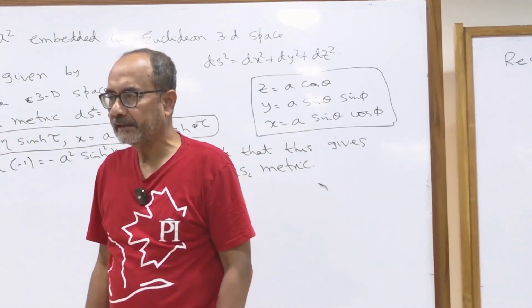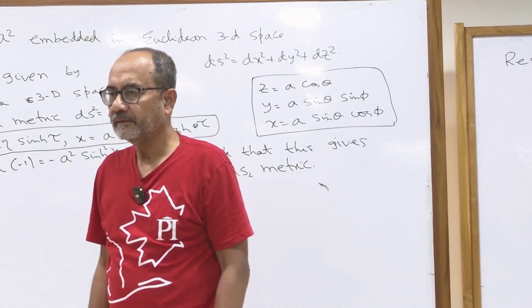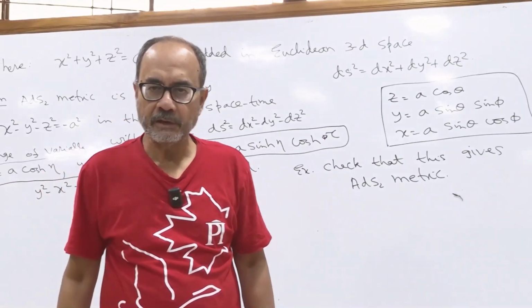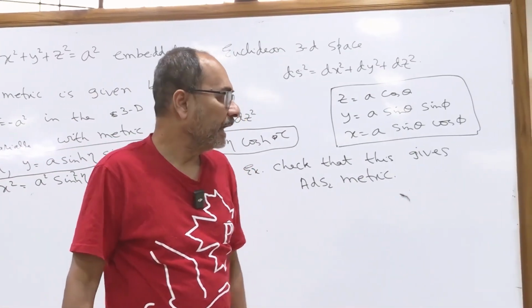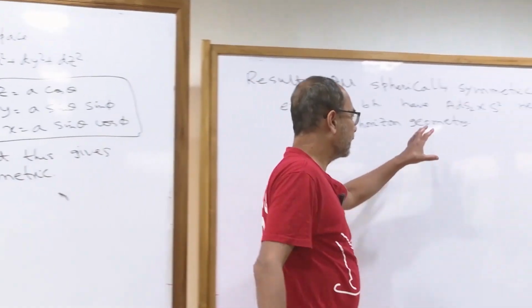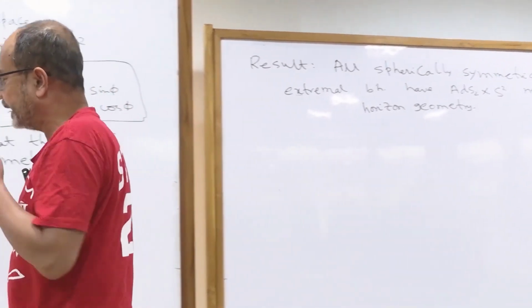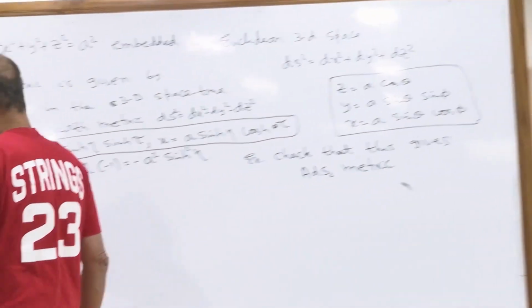Is this statement clear? Now, why is it useful? So let's try to understand why having this near horizon AdS2 times S2 is useful. And for that, you have to mention another property of AdS2.